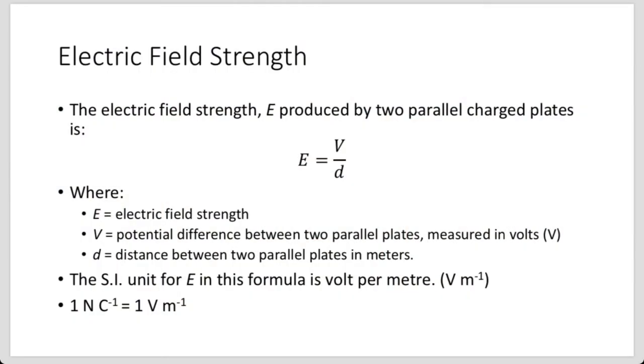E, so E equals electric field strength, equals V over D. V equals the potential difference between two parallel plates, measured in volts, and D equals the distance between the two parallel plates in meters. So in this formula, the SI unit is volt per meter. So, for example.